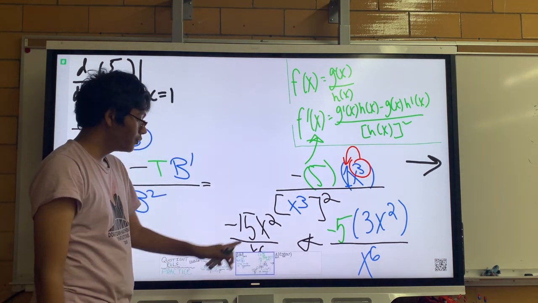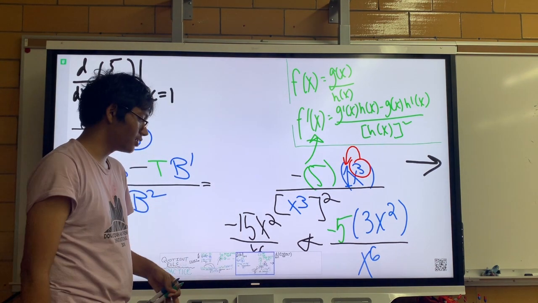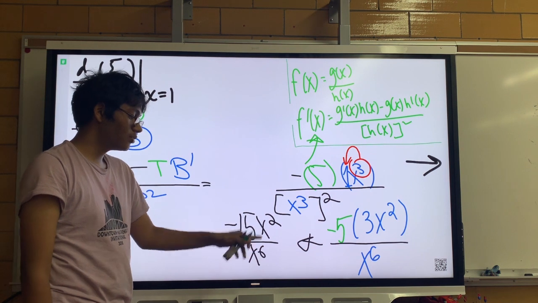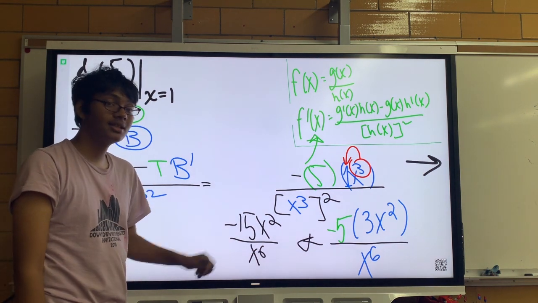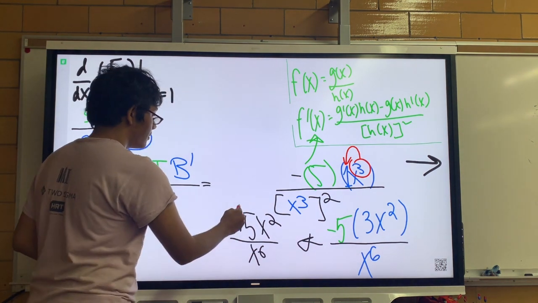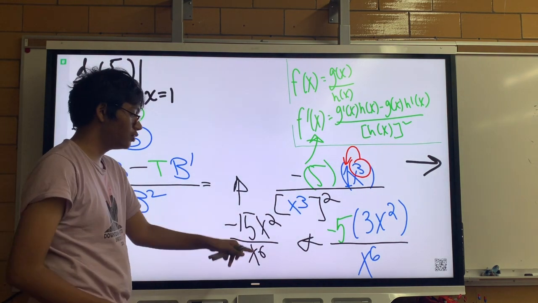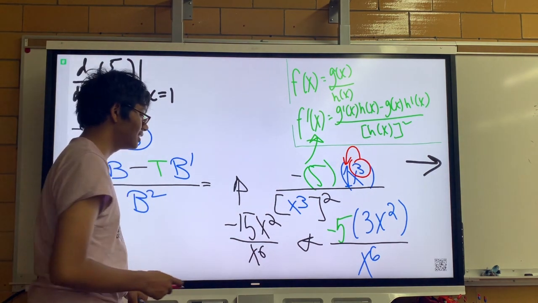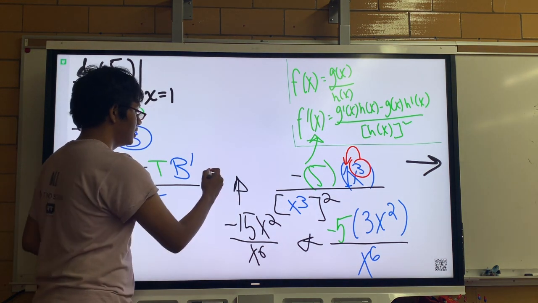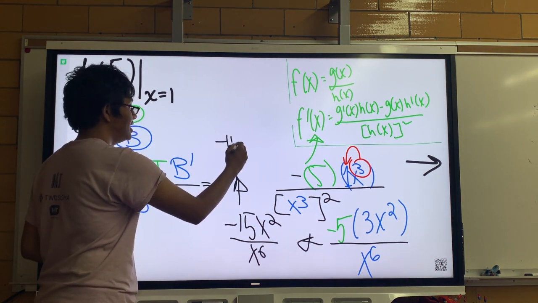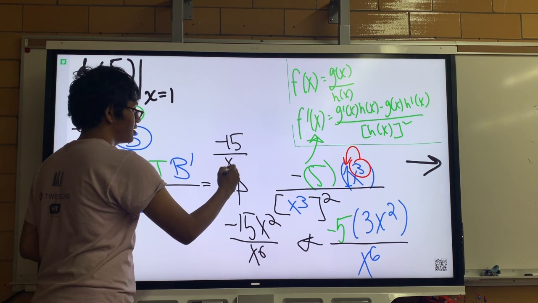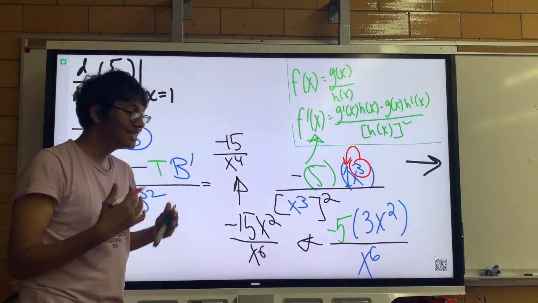If you notice, we can simplify a little bit, right? We have x squared in the numerator and x to the 6 in the denominator. So we can simplify this because we can reduce the exponent of 2 in both the numerator and denominator. So let's go ahead and do that. So you have negative 15 divided by x to the 4th.